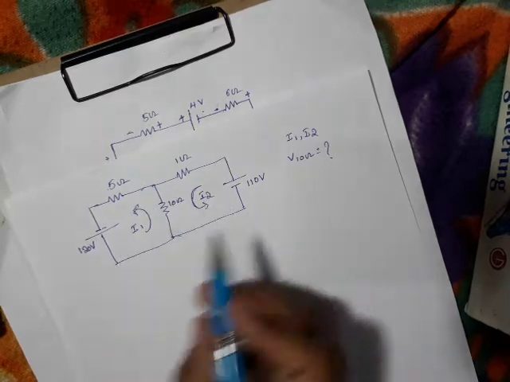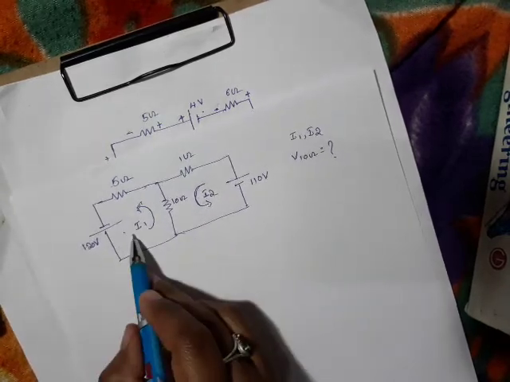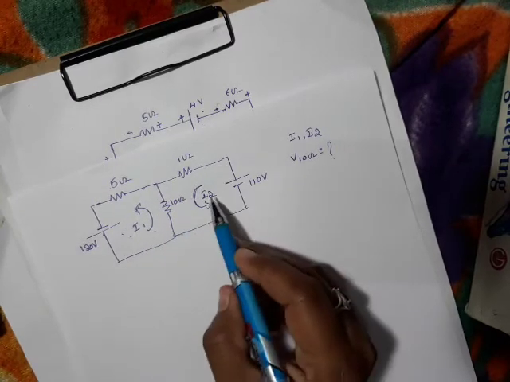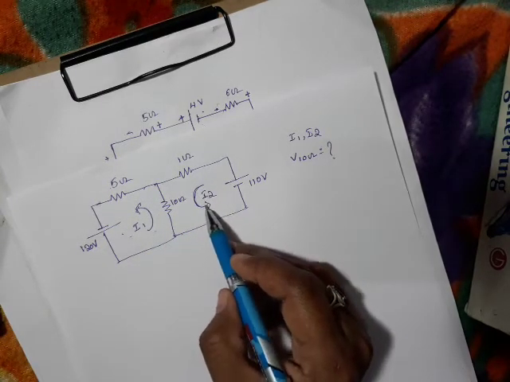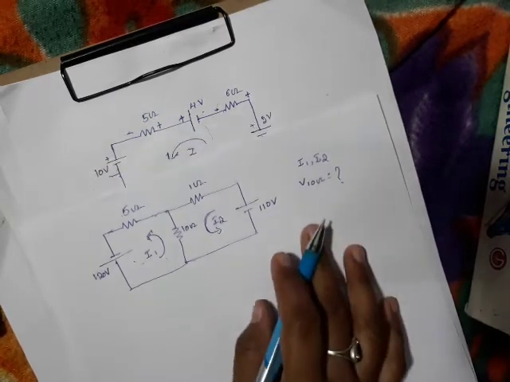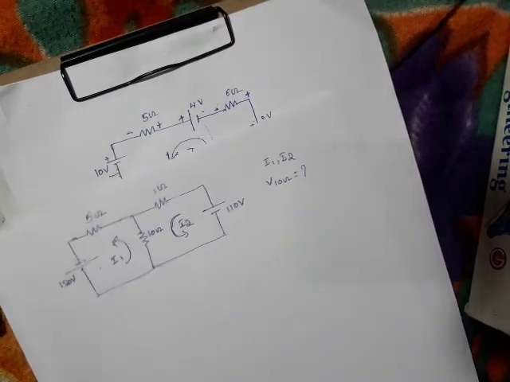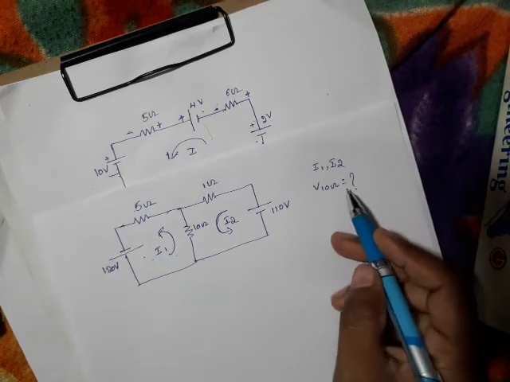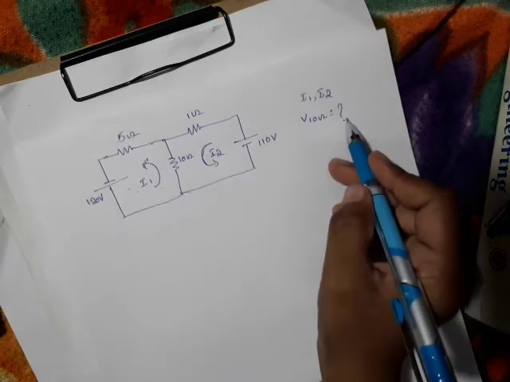So this is a mesh circuit. Two meshes we have. The first mesh current is given by I1 in anti-clockwise direction. The second mesh current is given by I2 in anti-clockwise direction. Both are in anti-clockwise direction. Now we need to apply KVL and KCL to find the value of I1 and I2 and the voltage drop across the 10 ohm resistor.